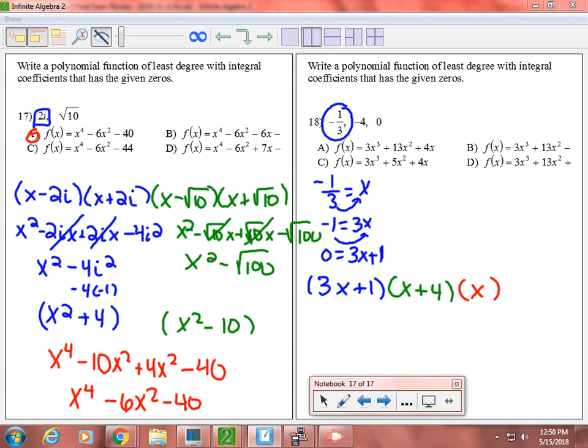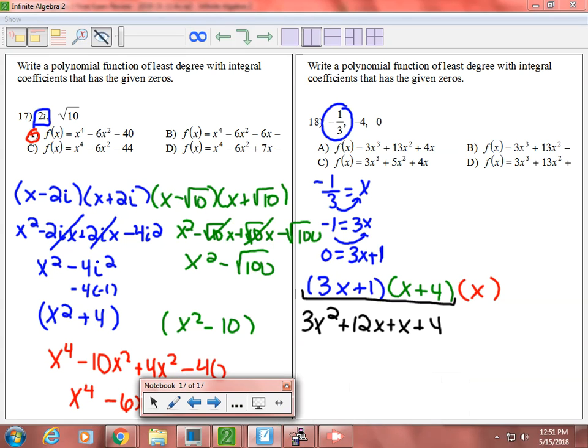Okay, so my suggestion to you, well, you can go a couple different ways. If you want to FOIL these together first, you can. It really doesn't matter because it's multiplication. So I have 3x squared plus 12x plus x plus 4. Then I have 3x squared plus 13x plus 4.